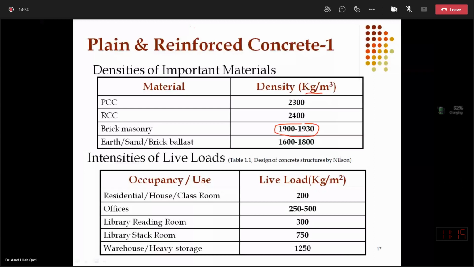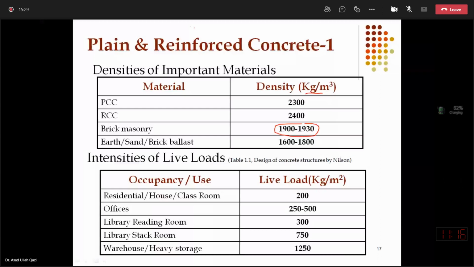Then intensities of live loads are also summarized, and very commonly used values are given. In residential apartments, the live load normally used is 200 kg per meter square. So you will notice that here live load is summarized in terms of pressure, not in terms of density. And we will be using this pressure finally to determine the load on the structural members in terms of load per unit length, or if we want to convert it into a point load, we may multiply this pressure with area to get unit load.